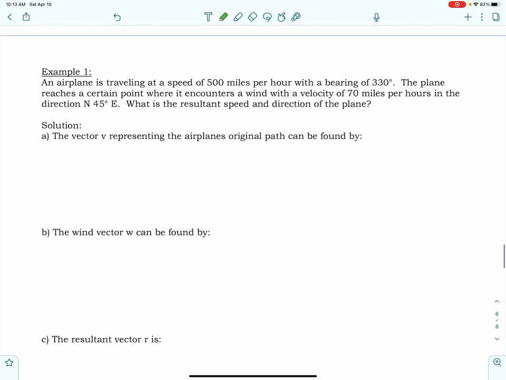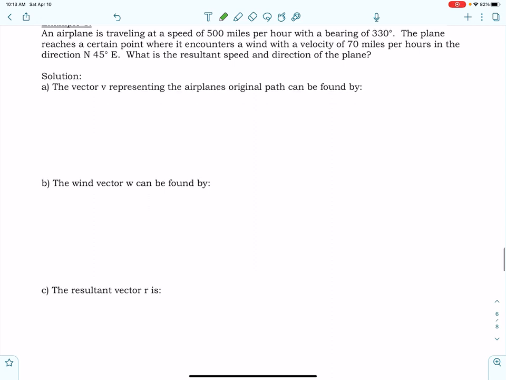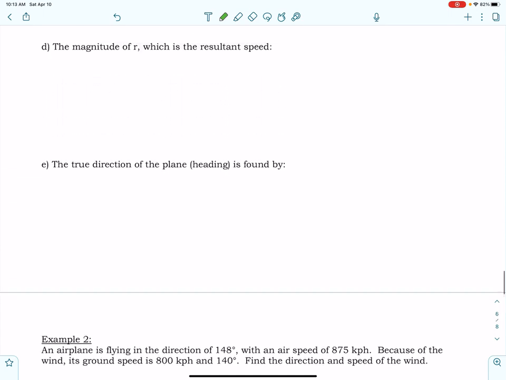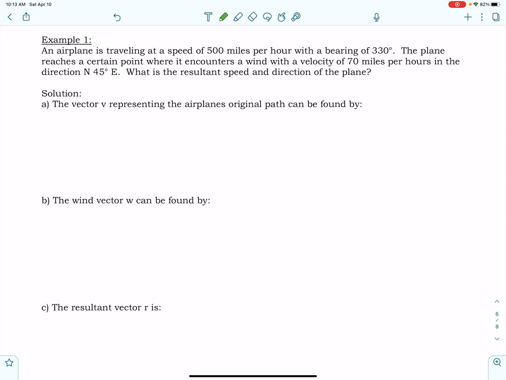All right, so let's jump in here and look at example 1. Now, on example 1, to kind of guide you through this process, I have it sectioned up into the different steps we're going to have to go through. So this example is going to take us a few minutes. So we have an airplane traveling at a speed of 500 miles per hour with a bearing of 330. The plane reaches a certain point where it encounters a wind with a velocity of 70 miles per hour in the direction north, 45 degrees east. What is the resultant speed and direction of the airplane?